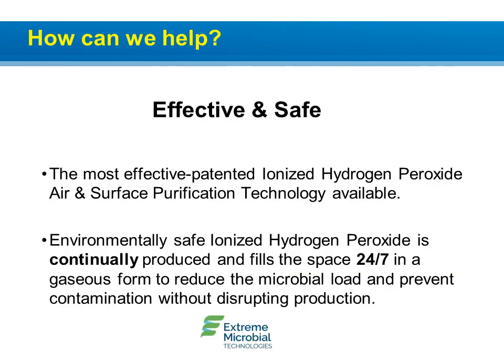To help combat our modern microbial proliferation problems, we provide the most effective, patented, ionized hydrogen peroxide solution available today. We treat both the air and the surface within any indoor space. Environmentally safe ionized hydrogen peroxide is continuously produced by our equipment and fills the space 24/7 in a gaseous form to reduce the microbial load and prevent contamination without disrupting production. Having both negatively and positively charged ions, the hydrogen peroxide gas is attracted to the various microbes much in the same way magnets attract each other, and the microbes are reduced and eradicated on contact.